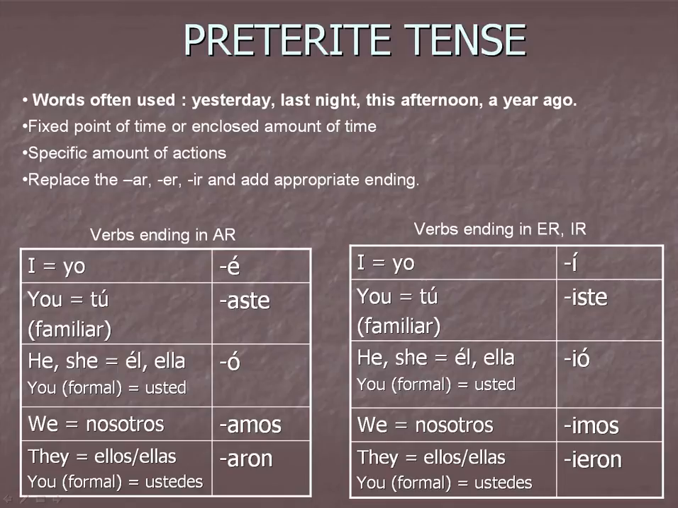For the preterite tense, you'll often see words like last night, yesterday, a month ago, something to indicate that the action was completed in an enclosed amount of time, a fixed point of time, or a specific amount of actions. Like the present tense, you remove the infinitive ending from the verb and you add the appropriate ending from the charts below, depending on whether the verb ends in AR, ER, or IR.